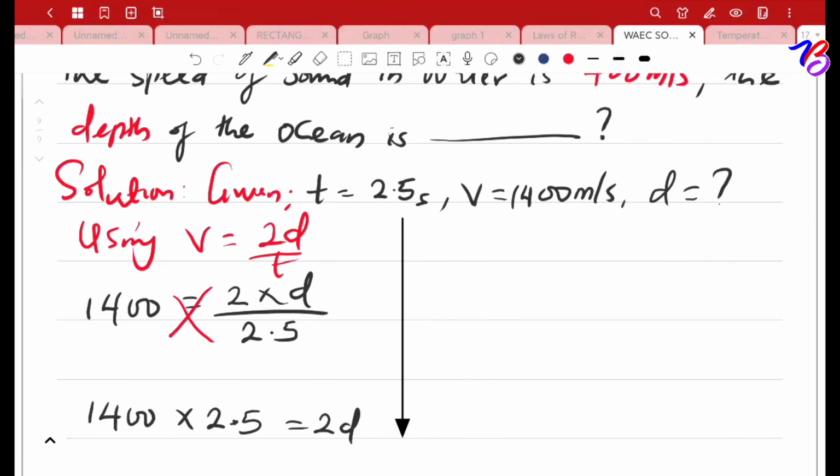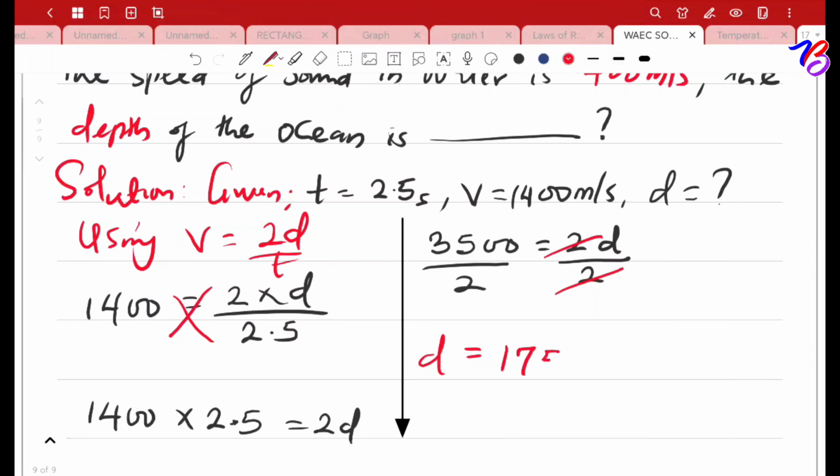So 1400 multiplied by 2.5 will give us 3500, which is equal to 2D. So let's divide through by 2 so that we can have D equal to 3500 divided by 2, which will give us 1750 meters.